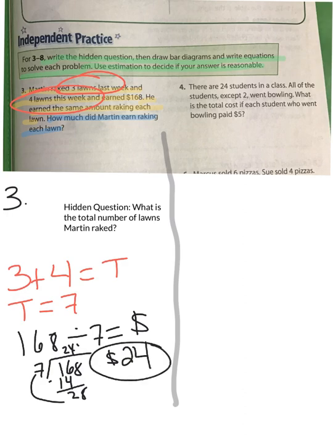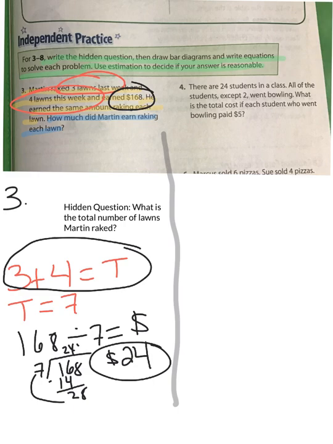So first, just to go back, we found out the total number of lawns he raked by adding the 3 lawns that he raked last week, plus the 4 lawns he raked this week. Since he earned a total of $168, I divided 168 by the 7 total lawns that he raked, and so he got a total of $24 per lawn.